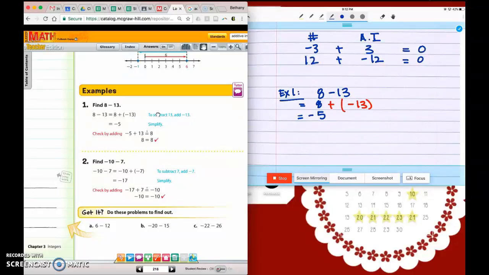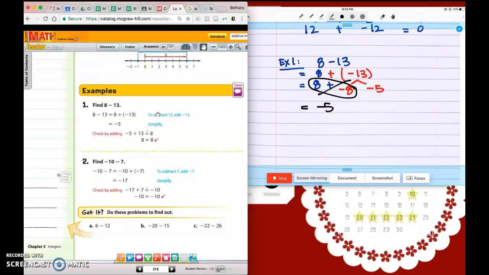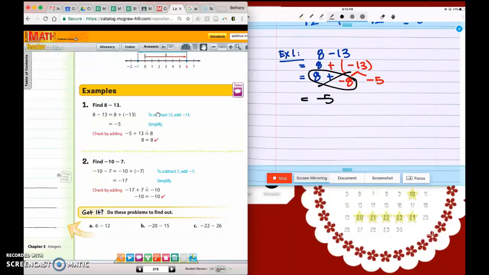I think for this one, I would use decomposition. I would break this down into 8 plus, instead of negative 13, negative 8 and negative 5. Those two negatives add up to negative 13. Once I make my zero pair here, this leaves me with negative 5. Until you get used to adding integers together, I would use these methods. Okay, moving on, example 2.